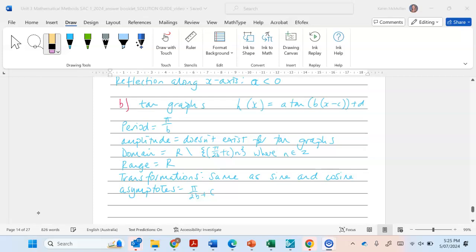Please go through the solution guide if you haven't already done so. I'm more than happy to sit down with you and go through your SAC if you're still keen to know where you lost marks, etc.